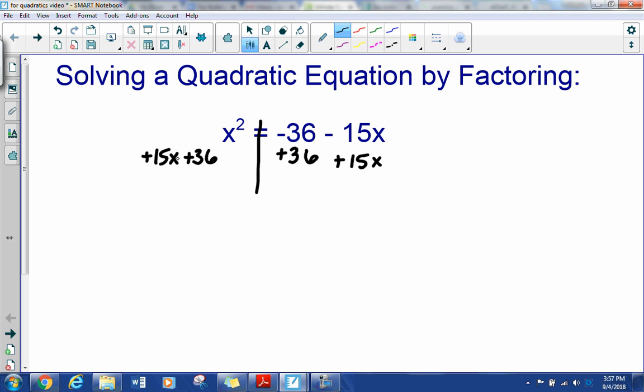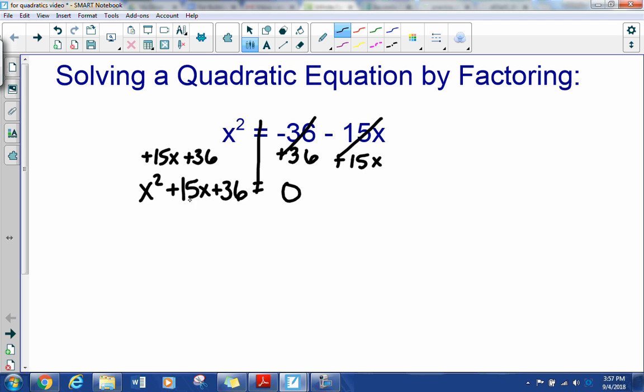Now you'll notice the way I wrote these over to the side rather than writing them directly under the x squared term. That's just as a reminder that none of these are going to combine. But over here, negative 36 plus 36 makes 0, negative 15x plus 15x makes 0, and over here I'm going to write these in a standard form order, meaning x squared first, then plus 15x, then plus 36.